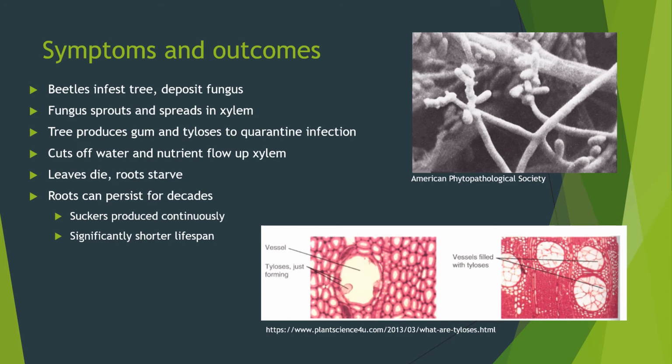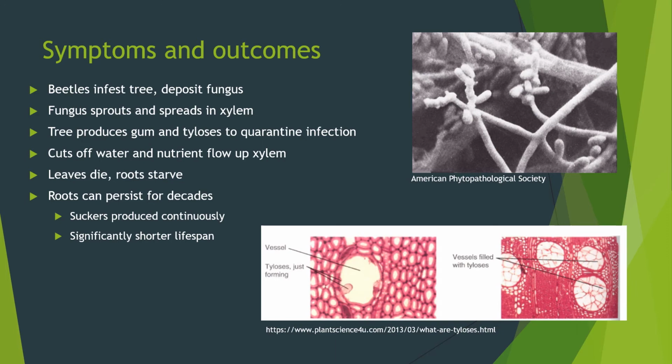Unfortunately, in a lot of elm trees, this walling off will actually totally close off the xylem entirely, and that stops all water and nutrient flow up the tree. So that's why you see these branches up high dying first. They're basically being starved of water. This causes the leaves to die. Once you have no leaves, your roots start to starve, and then the whole tree dies away.